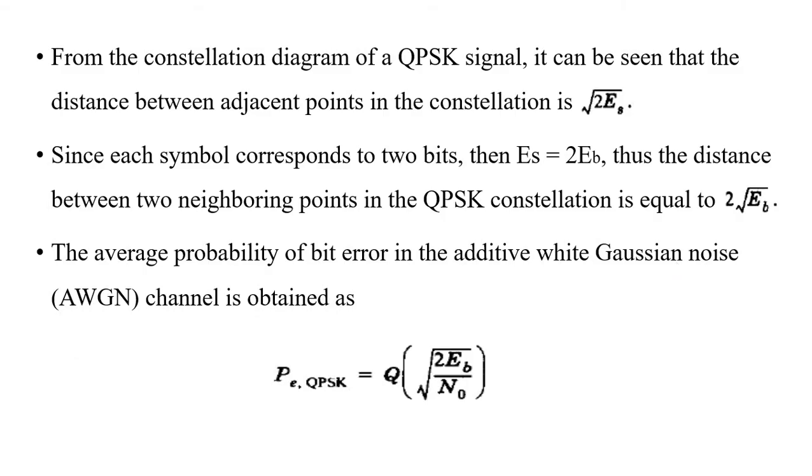Then from the performance of the QPSK we came to know that the distance between the adjacent points will be root of 2 into Es, and we know that 2 bits are modulated in one symbol, so we can say Es equals 2 into Eb. Whereas the average probability of bit error in QPSK can be denoted as Q of root of 2Eb by N naught. Noise will be there because our communication is wireless.